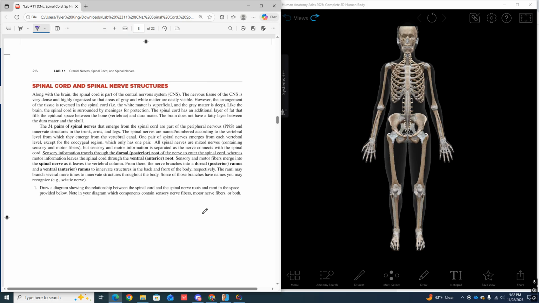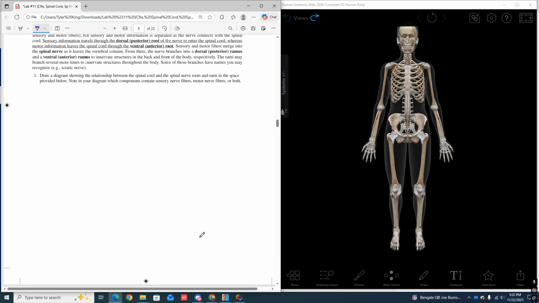All spinal nerves are mixed, containing both sensory and motor fibers. But as they come back to enter the spinal cord, they actually separate out. So they are going to separate into sensory information that travels along the posterior, so the back side of the spinal cord, and the motor information travels along the anterior or the front side of the spinal cord. Okay? So that's how it works. Super, super easy. And then from there, the nerve branches into a dorsal and posterior ramus, and a ventral and an anterior ramus. Okay? So, diagram here.